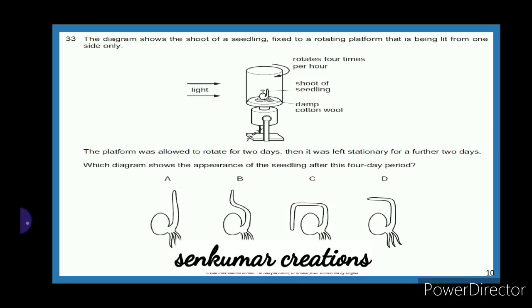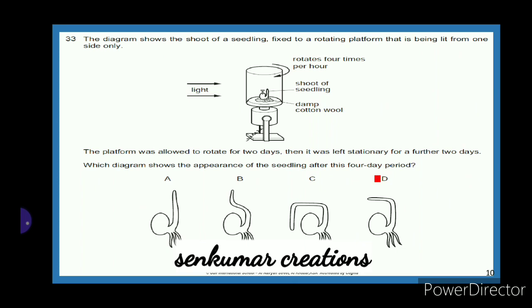The diagram shows the shoot of a seedling fixed to a rotating platform that is being lit from one side only. The platform was allowed to rotate for 2 days. Then it was left stationary for a further 2 days. Which diagram shows the appearance of the seedling after the 4-day period?